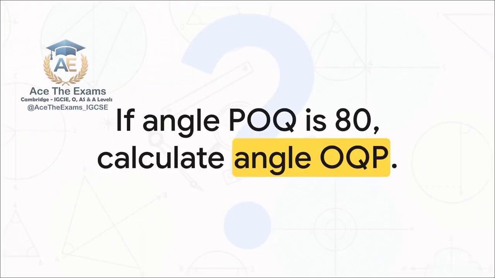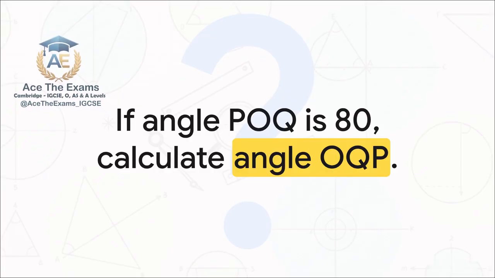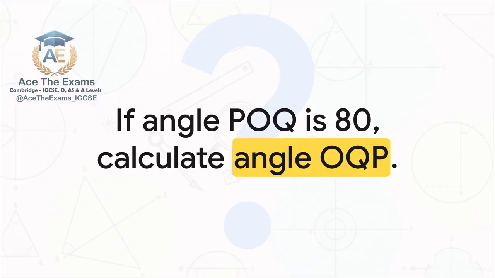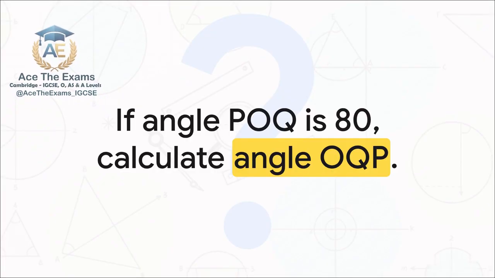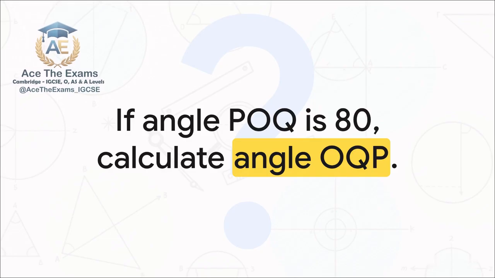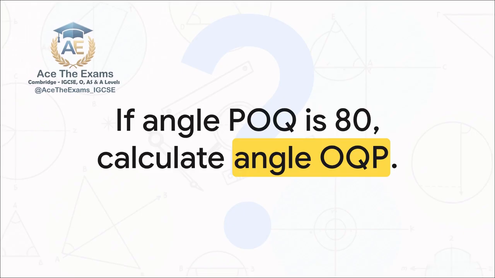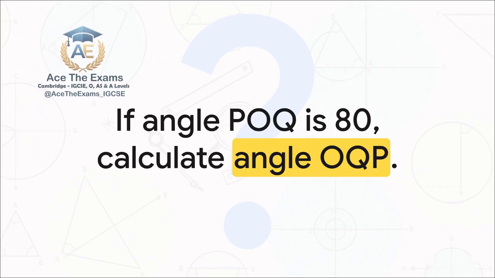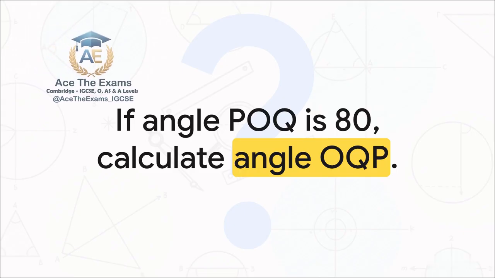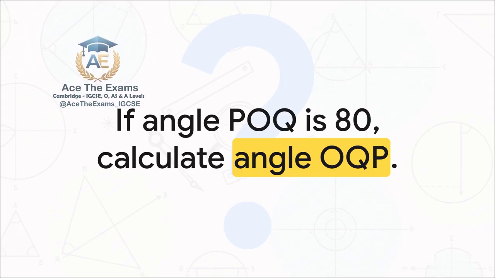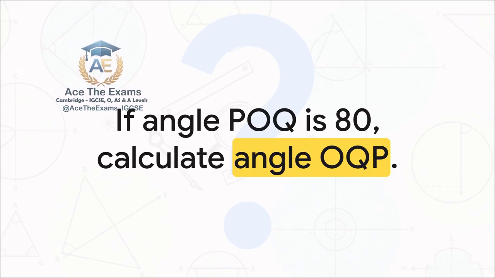Okay, let's test that active recall. Imagine a circle with its center at O. We've got two chords of equal length, PQ and RS. We draw a line from the center O to P and O to Q, making a triangle. If that top angle at the center, POQ, is exactly 80 degrees, what is the size of that bottom corner angle, OQP? Take a second.